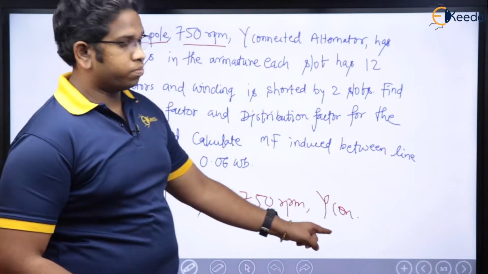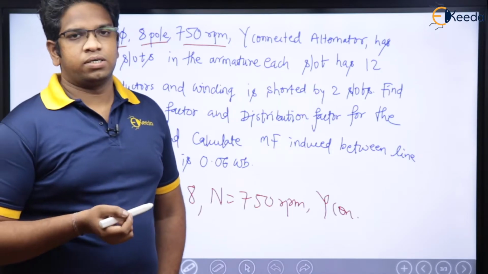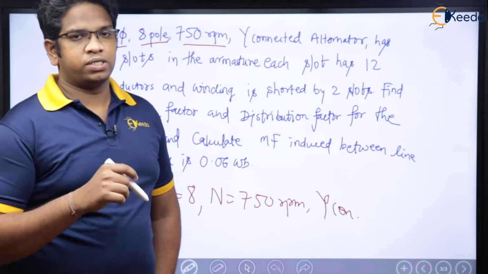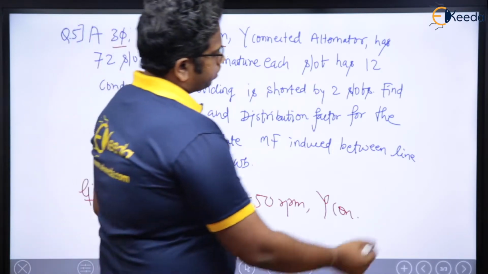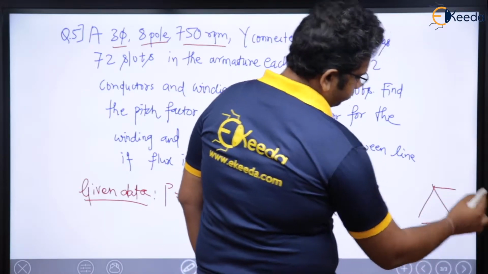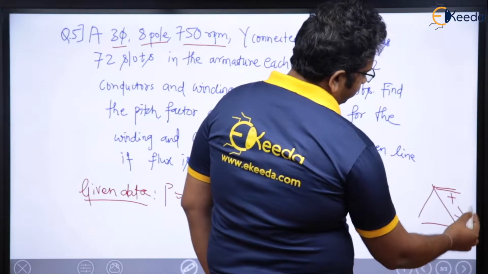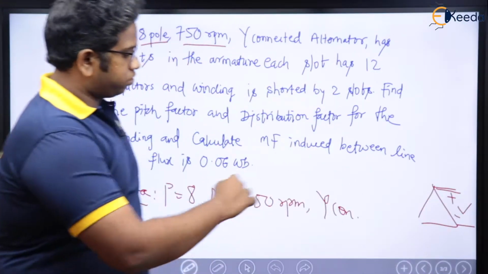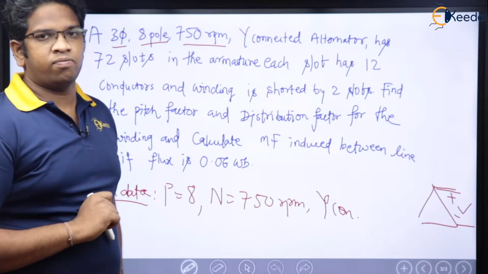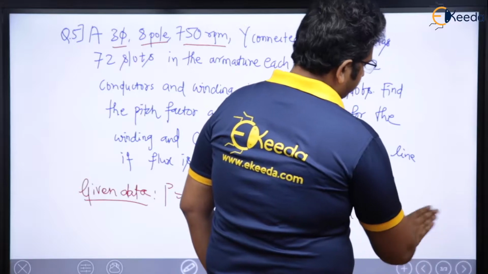Why this is important? Because we know that in case of delta, phase voltages and phase-to-phase voltages, that is line voltages, are the same. In delta, phase voltage as well as line voltage are going to be the same, whereas in case of star, the root 3 factor comes in.